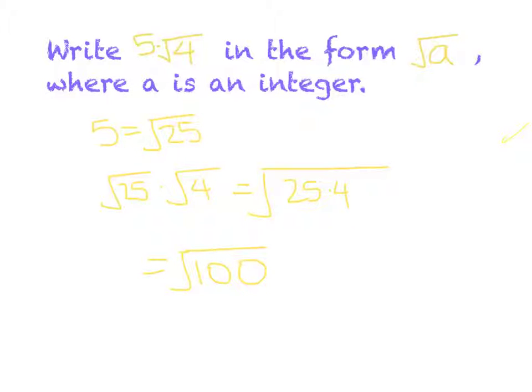Note that what we just did here is the opposite of converting a number into simplest radical form, because we could have started with the square root of 100, and to convert it to simplest radical form, we would have ended up with 5 times the square root of 4.